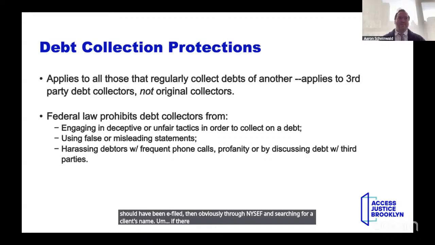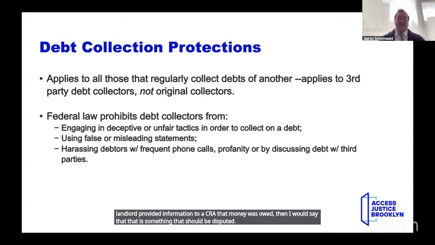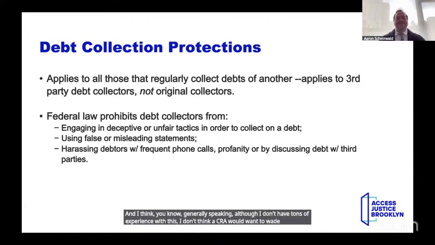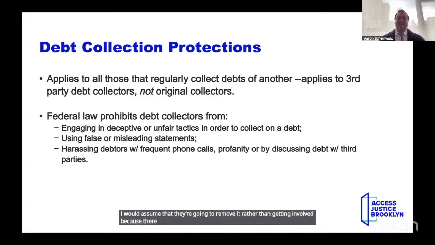If there was no court proceeding and a landlord provided information to a CRA that money was owed, then I would say that is something that should be disputed. Generally speaking, although I don't have tons of experience with this, I don't think a CRA would want to wade into disputes related to landlord-tenant. So if you're the tenant and you come in and say there were issues related to hot water or mold or a rodent infestation and all these other things, and this is not a valid debt and I want it removed, I would assume they're going to remove it rather than getting involved, because there is liability for credit reporting agencies. That's the Fair Credit Reporting Act.